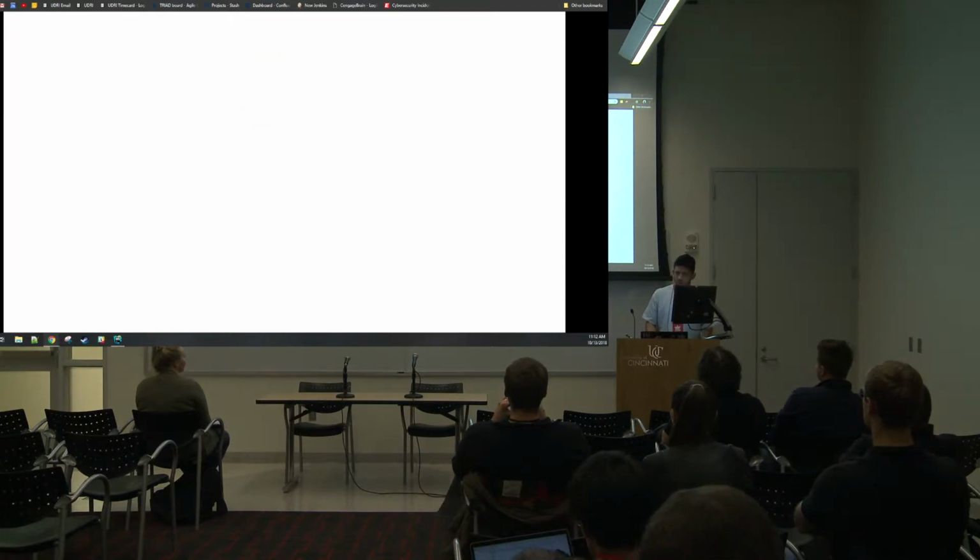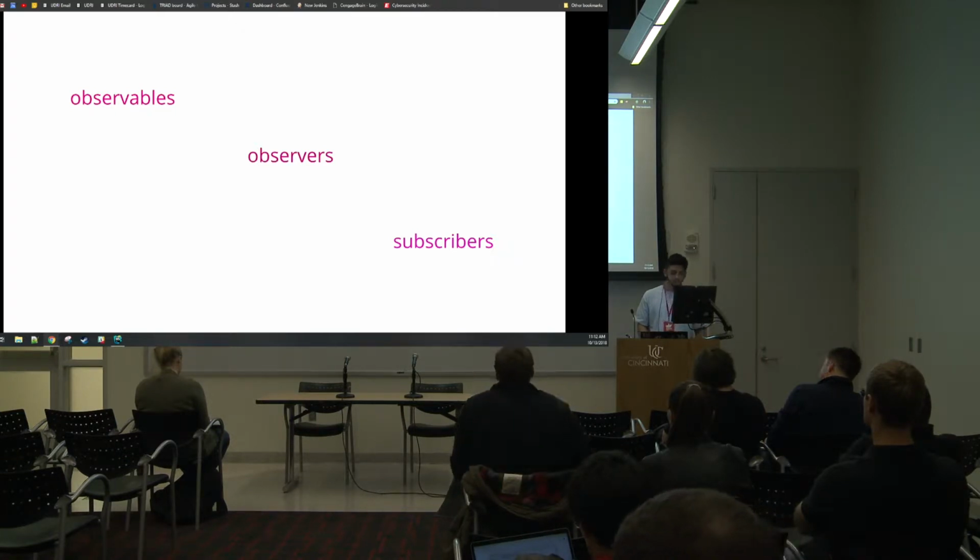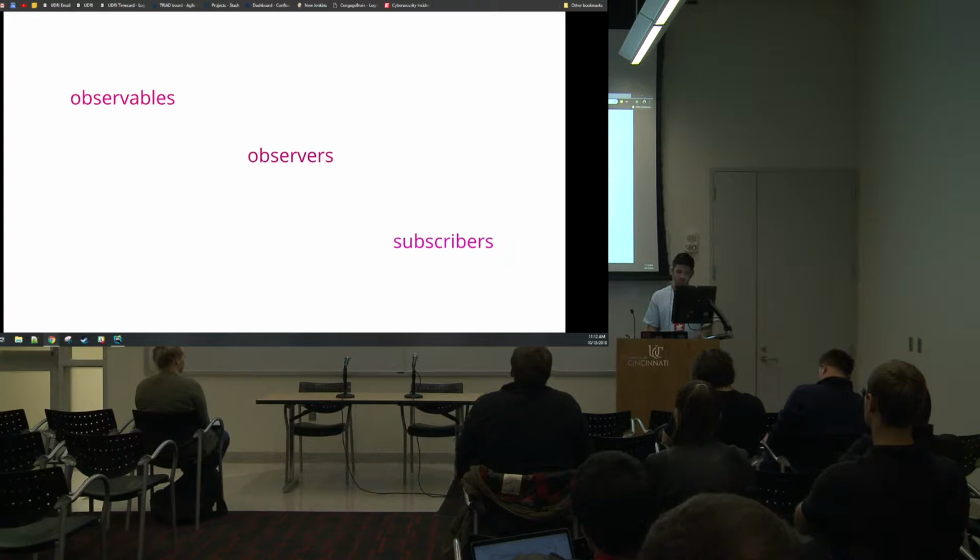So there's three fundamental parts to RxJS. You've got observables, you've got observers, and then you've got subscribers. This makes no sense to anyone until you actually see it. It took me like 4 or 5 months to actually figure out what an observable exactly is. Hopefully it'll take a lot less time.